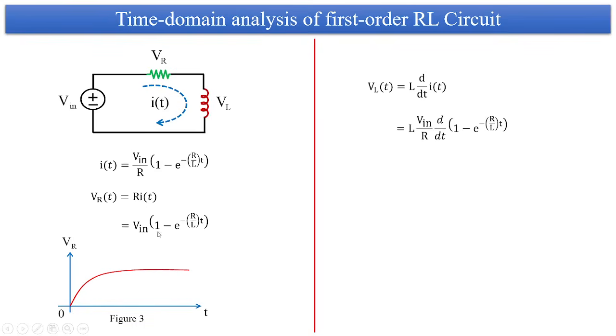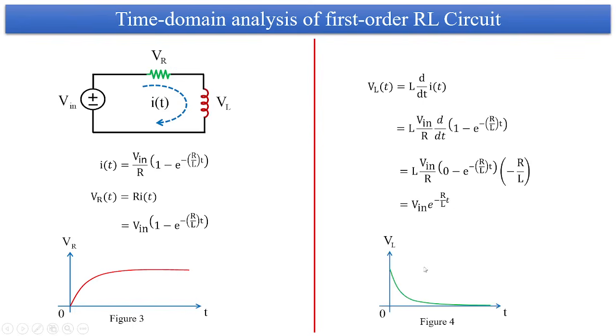So apply this I of t over here and differentiate it. We are going to get the value of VL of t, which is nothing but equal to V in e to the power of minus t by tau, and roughly you are going to get the exponentially decaying curve, which is in this fashion. I hope you understood this particular logic, how we have framed figure 3 and figure 4 based upon the voltage developed across the resistor as well as the inductor.